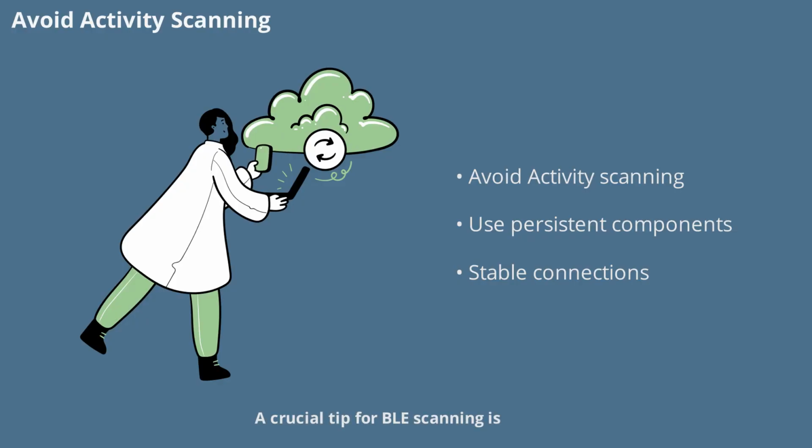A crucial tip for BLE scanning is to avoid performing Bluetooth operations inside an activity. Activities are frequently created and destroyed by Android, which can lead to multiple scans or broken connections. Instead, handle Bluetooth tasks in a service or other persistent component. This ensures your scans are stable and connections remain intact, preventing frustrating user experiences.